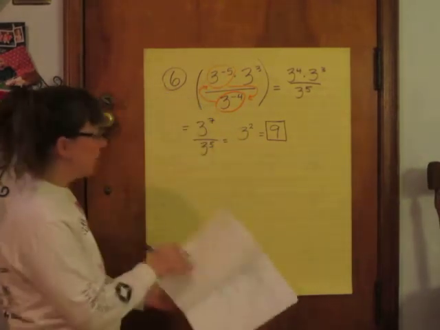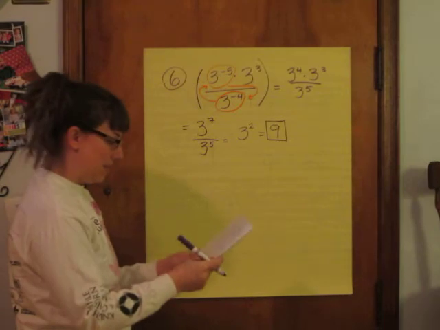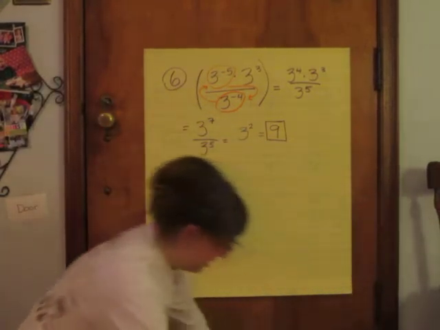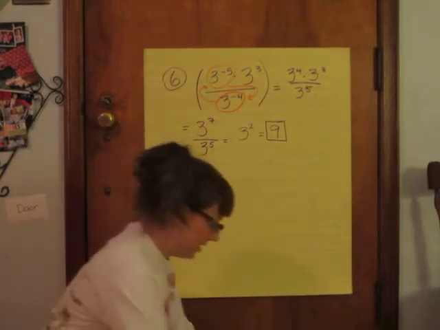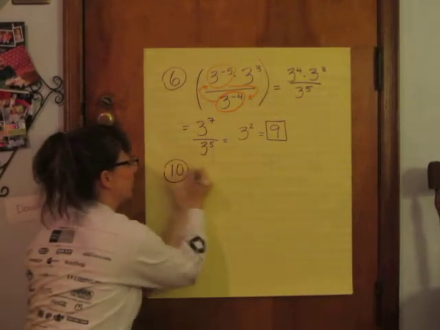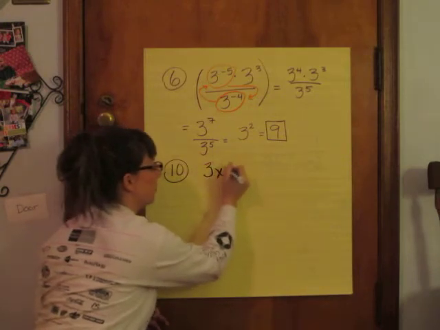Okay, let's move on to the next page. You have 3x to the negative 2nd. That's number 10.